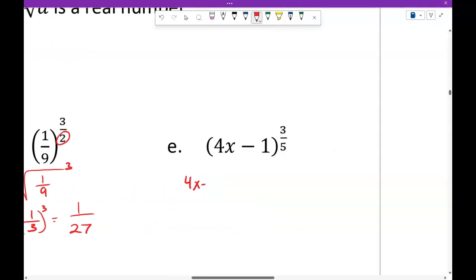Our radicand is 4x minus 1. Our index is 5, and our exponent is 3. Now, if we decide to write it with the exponent inside the radicand, which we can, we just need to make sure that we're applying the exponent to the entire expression. If I write it like this, the only thing that's getting the exponent is that 1. And so I need to make sure that I put the entire expression in parentheses to ensure that the grouping is correct.